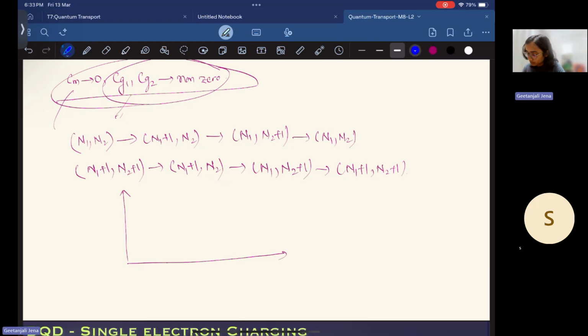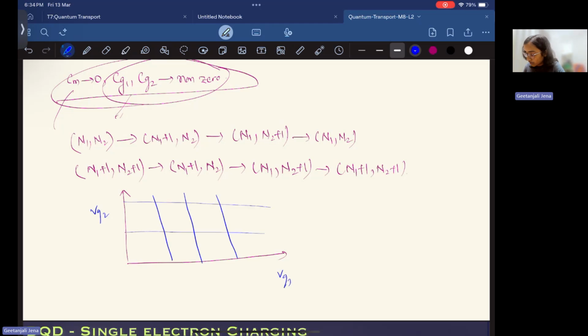This is for VG1, VG2. So we'll see a tilted line for both VG1 as well as VG2 when we vary them. But the concept will remain the same. So let me just write down what the charge points are.